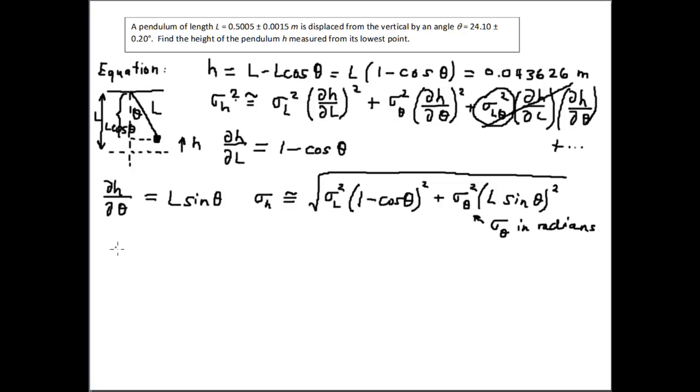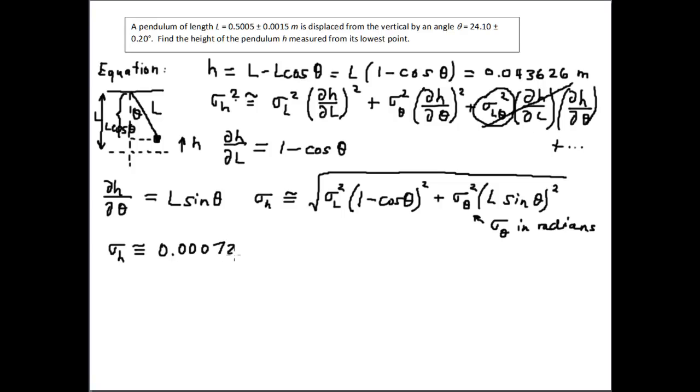So when we go ahead and substitute in the numerical values for L and theta and for their errors, the answer that I get is 0.000725.